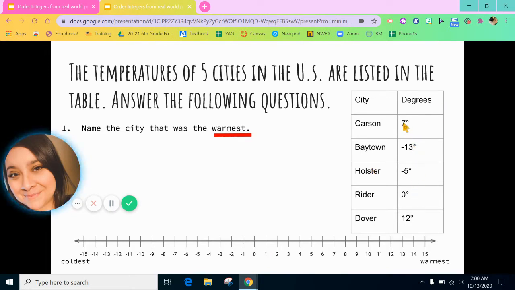So Carson was 7 degrees. So I have positive 7. Baytown was negative 13. Hollister, negative 5. Ryder, 0. And Dover, 12. So now that I have all 5 cities' temperatures documented or plotted on our number line, now we can determine which one is the warmest. So the warmest temperature is the one with the highest temperature, which is right here of 12. So to answer the question, which city had the warmest temperature, is the one that had 12, which is Dover.